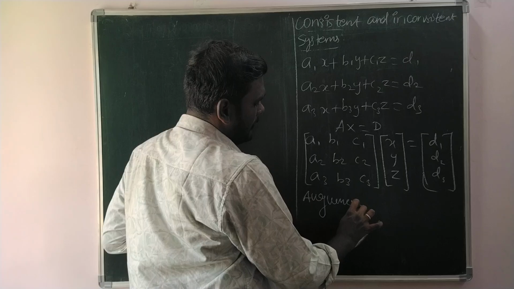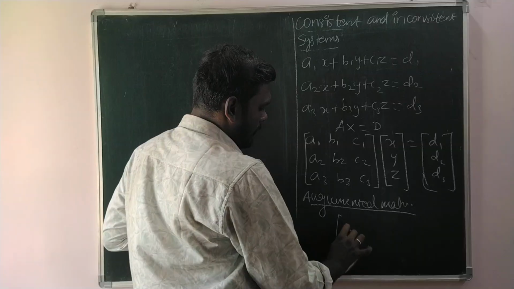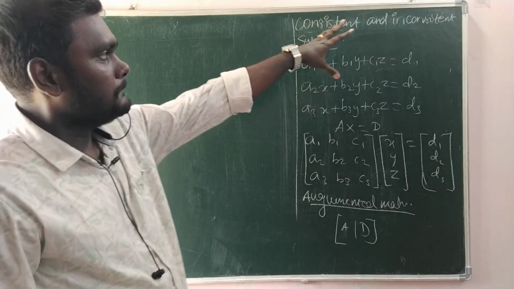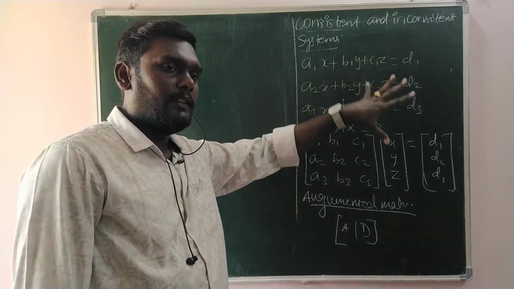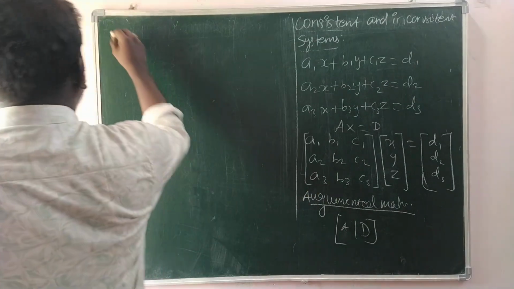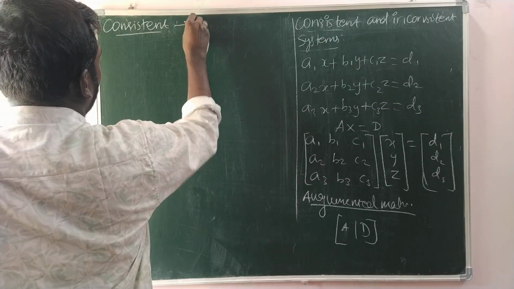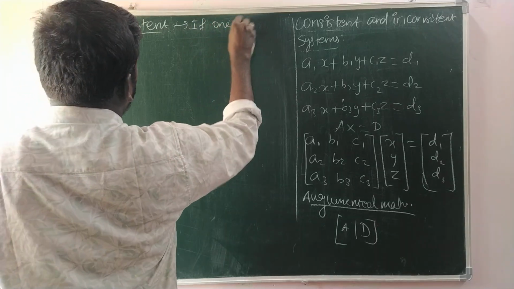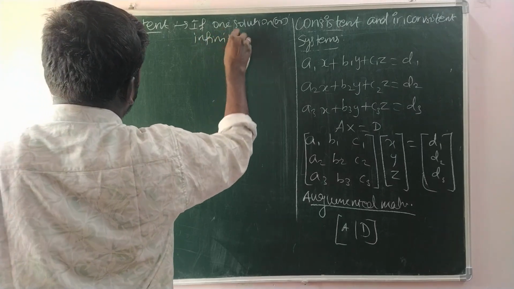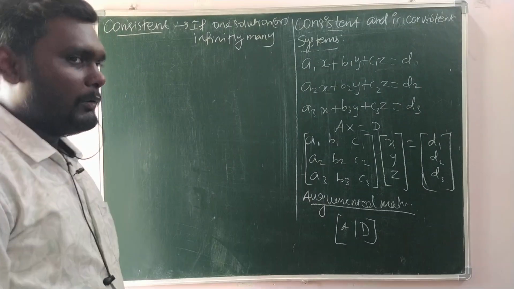What is the augmented matrix? Remember? It is the joining of A and D. Now we'll say whether the system is consistent or inconsistent based on the solution it has. It is said to be consistent if it has either one solution or infinitely many solutions. Ultimately, there will be a solution, which can be one or infinitely many.